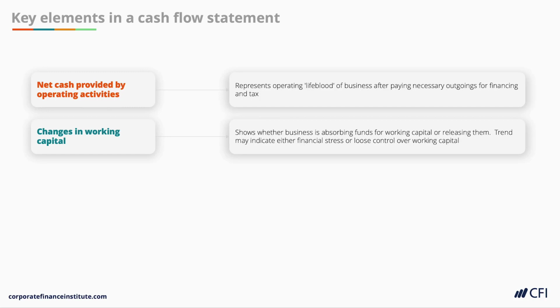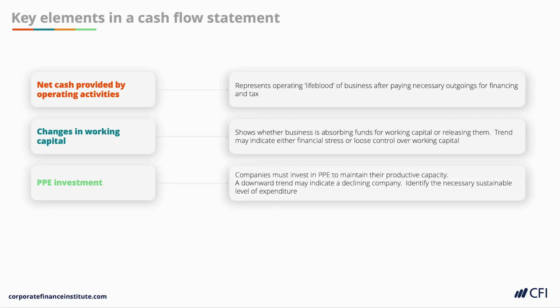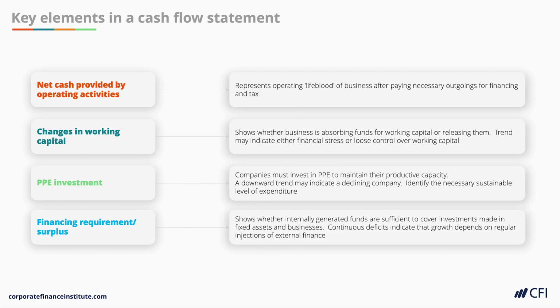The amount of investment in property, plant, and equipment is another key element. As mentioned previously, a company needs to continuously invest in the business if it wants to remain both viable and competitive. Finally, the financing activity section is an indication of whether the operating activities are providing enough cash for investing activities. A successful company may have surplus cash after investing activities that it may use to repurchase shares or pay down debt.